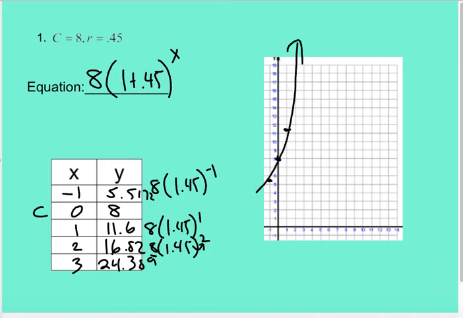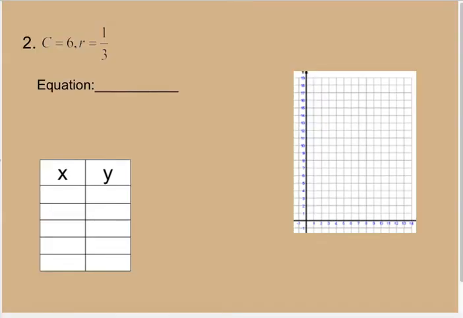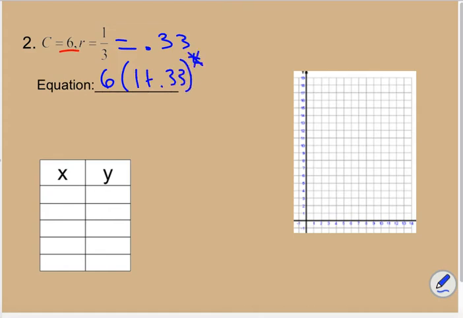So try and make sure you get 3 or 4 points each time so you get an idea what's going on. Now, C is 6, R is going to be 1/3. 1/3, for those of you that don't remember, as a decimal, we're going to call it 0.33. So you're going to have 6 times 1 plus 0.33 raised to the x. So again, go -1, 0, 1, 2, 3, just to give you an idea of what you're looking at. And then start kind of playing fill in the blank. If you got a graphing calculator, I can show you how to do this where life gets really, really easy.